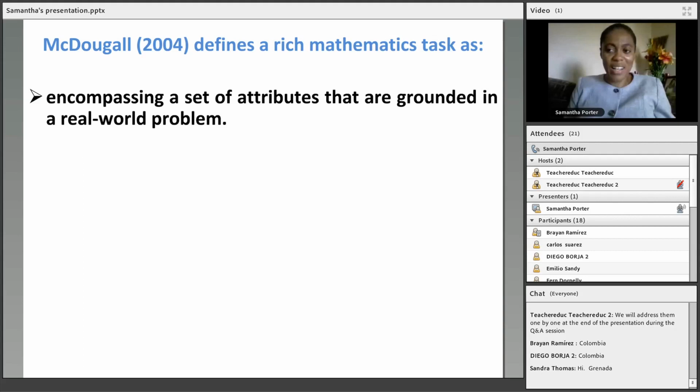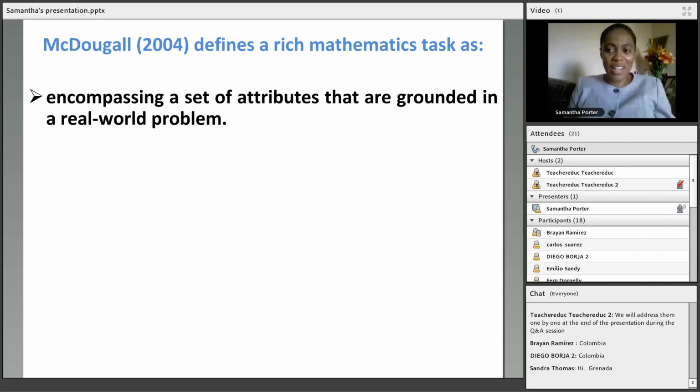Therefore, the tasks that we give them should be tasks that apply to the real world. We shouldn't be only giving them computational tasks. We should be giving our students tasks where they can solve a real world problem.